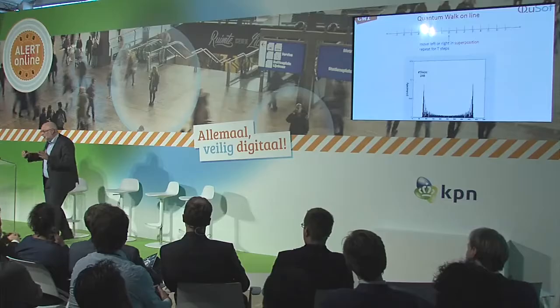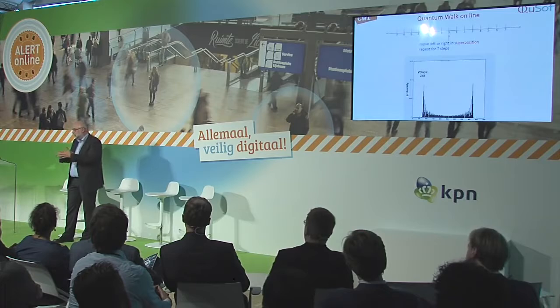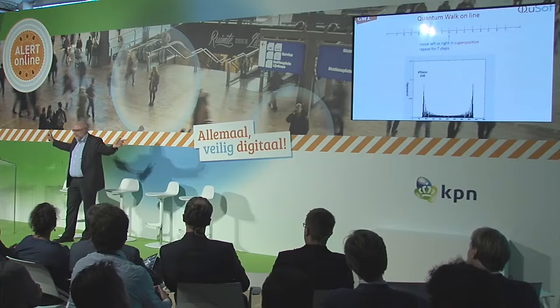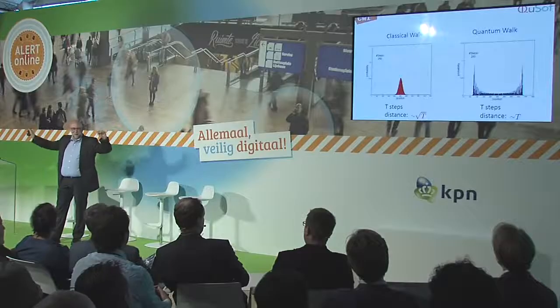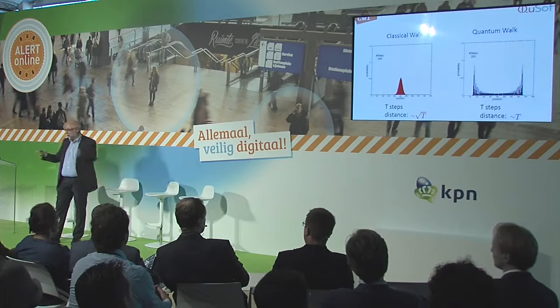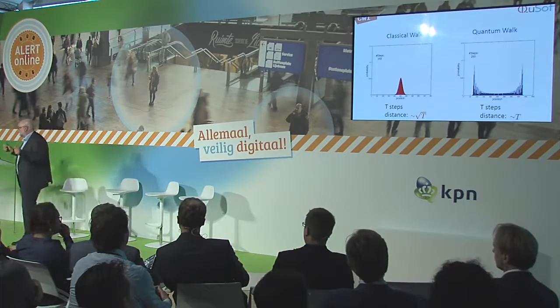This can be explained by the paths. You can think of this in superposition: there are all these paths going left and right, all happening at the same time, and the ones that go to the middle interfere with each other destructively, so the probability that you're there is very small. The paths that go to the end didn't have a chance of interfering very much, and so you end up there. So you move completely differently. Here you see the two figures: on the left the classical walk, and on the right the quantum one, and it's rather different. What is really different is that after t steps, you have a reasonable probability of being t steps away, whereas in the classical case, you're only square root of t steps away. So this is a quadratic difference.